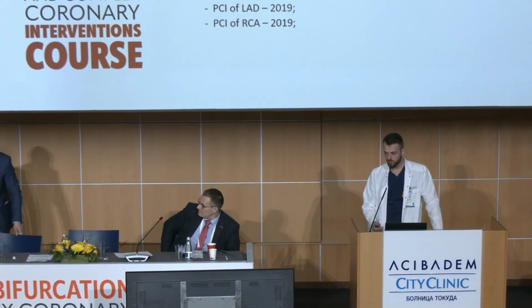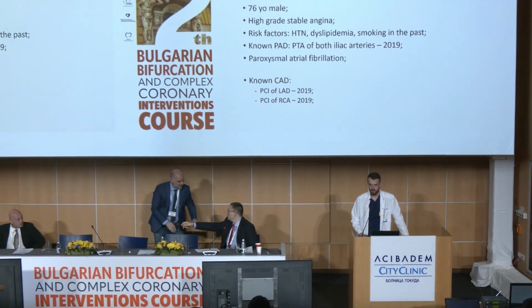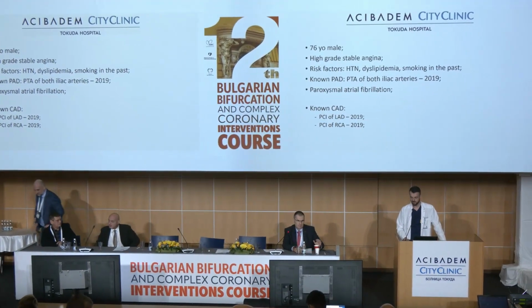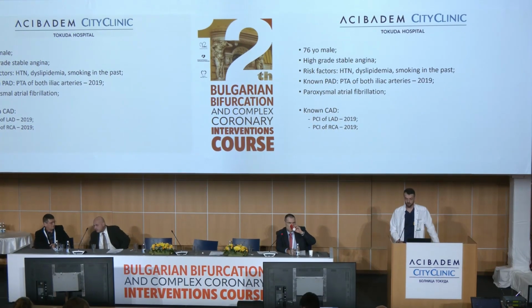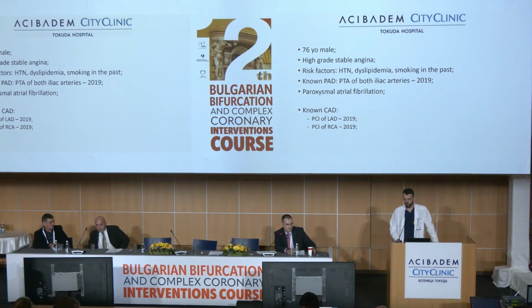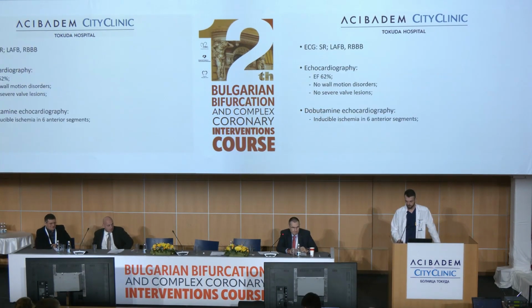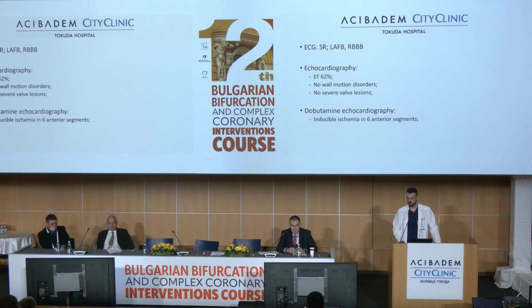Nikki? Thank you, Professor Vasiliev. Okay, we are moving on to the next case, which is about a 76-year-old male with high-grade stable angina with a typical risk profile and known peripheral artery disease, with interventions of both iliac arteries in the past. He has atrial fibrillation and also known coronary artery disease. Four or five years ago, the LAD and right coronary artery were treated with DES implantation. In sinus rhythm with normal echo, preserved ejection fraction, no wall motion disorders, and no severe valve lesions, we did a dobutamine stress echo, which induced ischemia in 6 anterior segments.